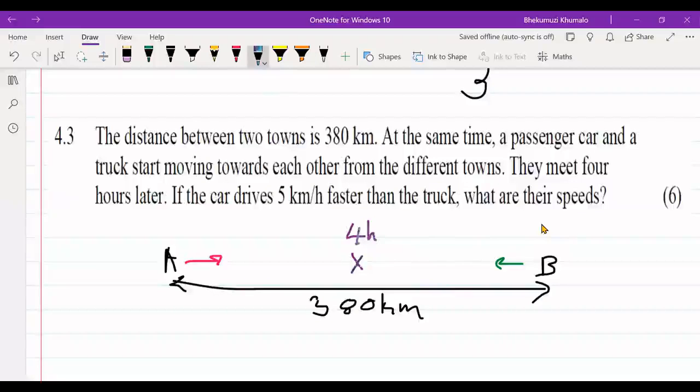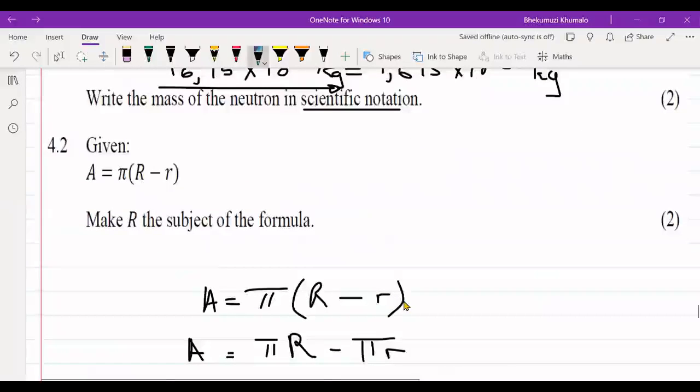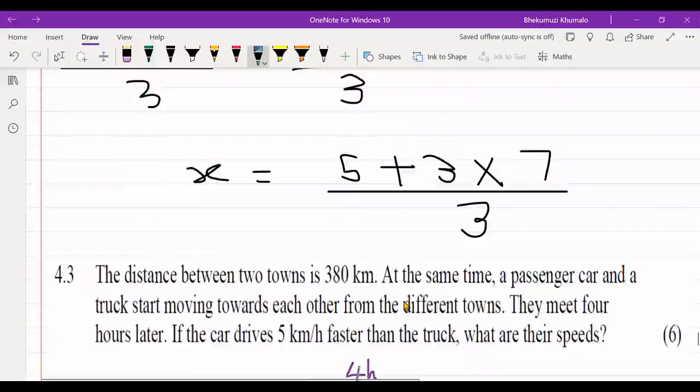And then if the car drives at 5 kilometers per hour faster than the truck, what are their speeds? Now, in this case, it's quite interesting. This is a very interesting question, just for the simple fact that now we need to construct equations for it. So how can we construct this?